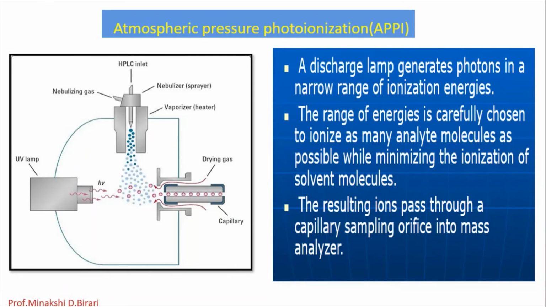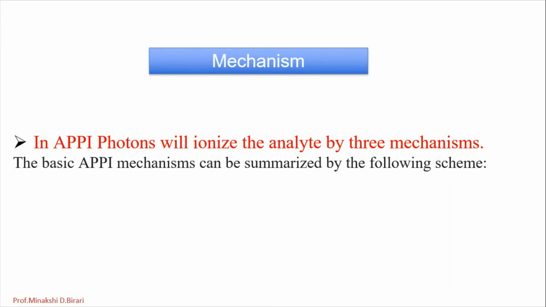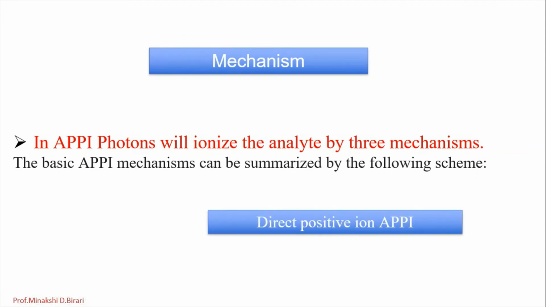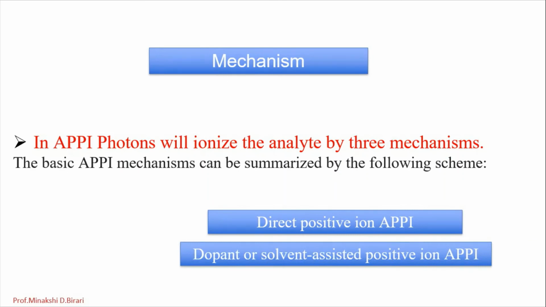The photoionization takes place on the basis of three mechanisms. In APPI, photons will ionize the analyte by three mechanisms. These are direct positive ion APPI, dopant APPI and solvent assisted positive ion APPI. That is direct APPI, indirect APPI, dopant assisted APPI or solvent assisted APPI. Let us see these.